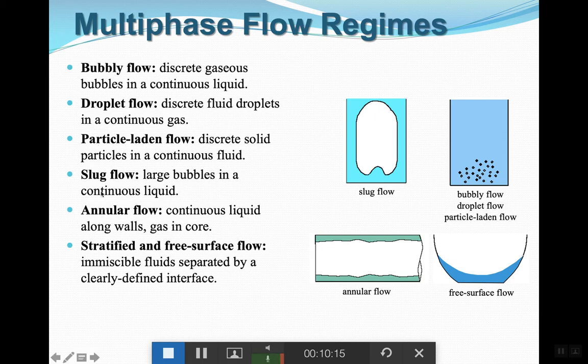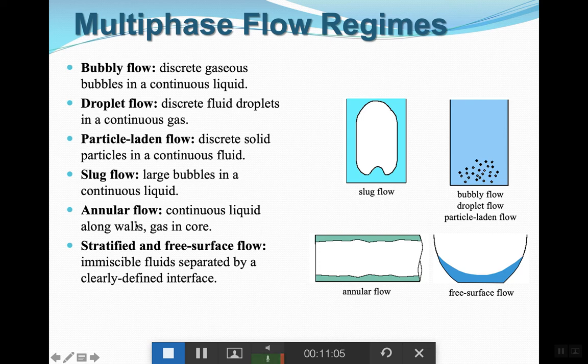Then you have the slug flow. Slug flow is basically large bubbles in a continuous liquid. Slug flow is very similar to bubbly flow, except in bubbly flow you have relatively small bubbles in your continuous liquid. But in slug flow, those small bubbles unite together, forming, if you may say, a very large bubble considering your domain, and that's called slug flow. So you could consider slug flow an extreme case of bubbly flow, where the bubbles are so many that they have united, forming a very big bubble.